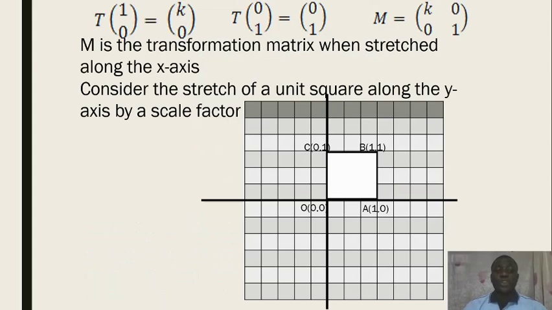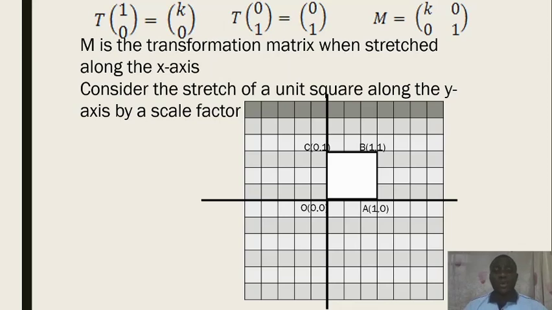So what do we do? The first thing you look at is the coordinates of point A before transformation, that is before stretching. It is 1, 0. Now when it stretches along the x-axis with a scale factor of k, the coordinate becomes k, 0. Since we are using A and C to form our transformation matrix, if you look at the diagram very well, you find that C did not change. C remains where it is. So our transformation column for C is 0, 1, just as the object matrix. Now the combination of the transformation columns of A and C gives us the matrix of transformation. So that means M is our matrix of transformation when it is stretched along the x-axis.